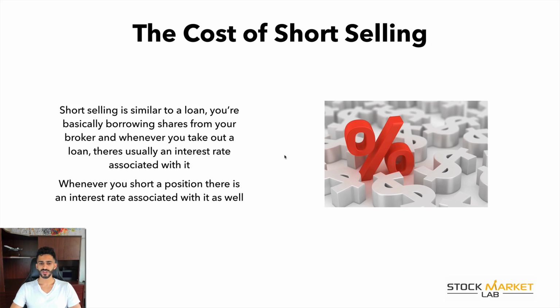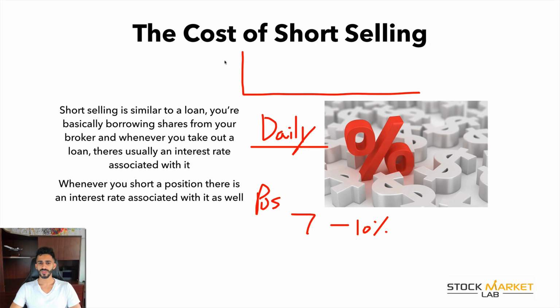Now, the way the interest works depends on the broker, but the concept is very similar. Some brokers have a higher interest rate, some have a slightly lower interest rate. You can always call your broker, try to negotiate, and try to get the fee lowered. The interest rate is charged on a daily basis, so they don't charge it on a yearly basis. It's not a lot if you're holding a position for a short period of time, but if you hold a position for a year, some brokers charge 7%, some charge 10%. So if you short a position for one whole year, that's going to cost you maybe 10% depending on your broker.